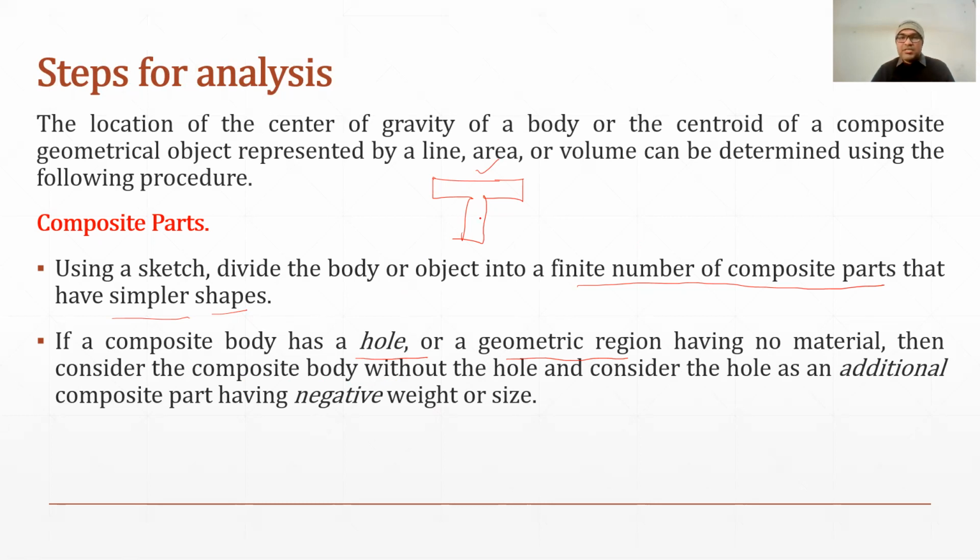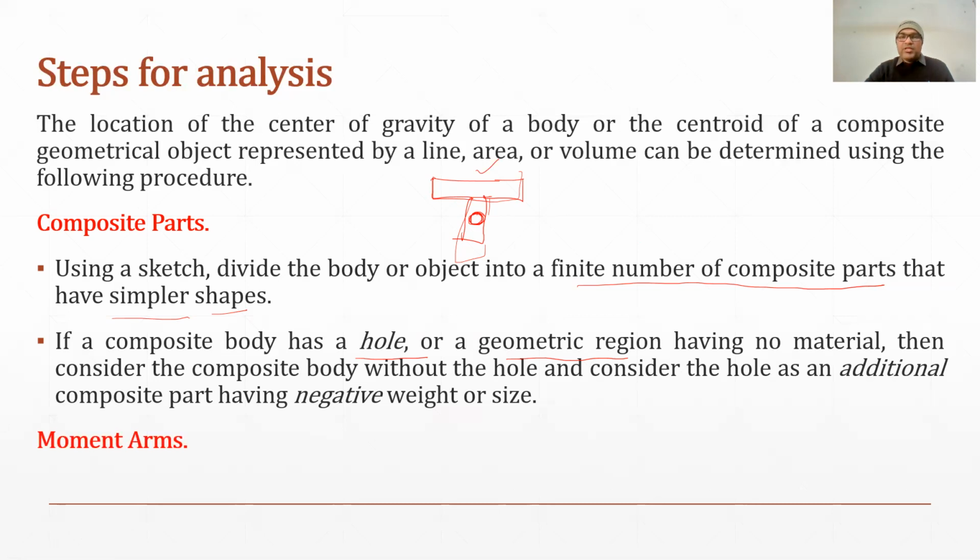For example, in this T shape, there is a circular hole. So this time we have three regular bodies. One is this rectangle, the second one is this rectangle, and the third regular body is this circle. But the area of this circle we will treat as negative. So that is what we do when we have a cutout or hole.